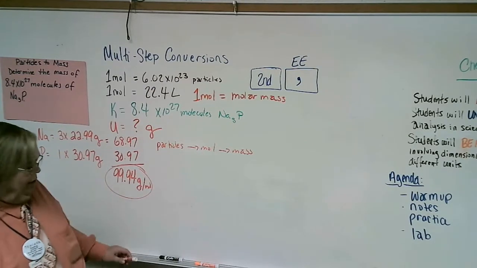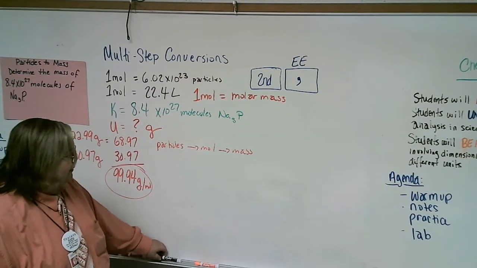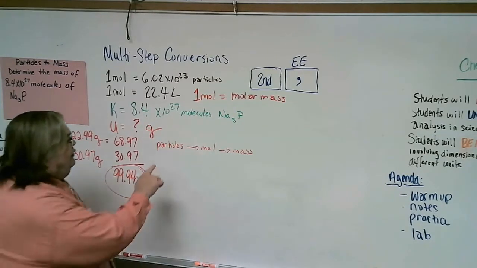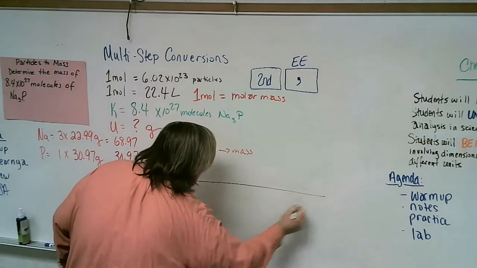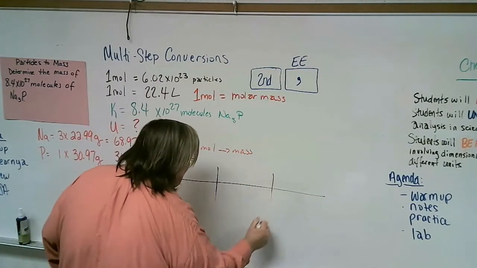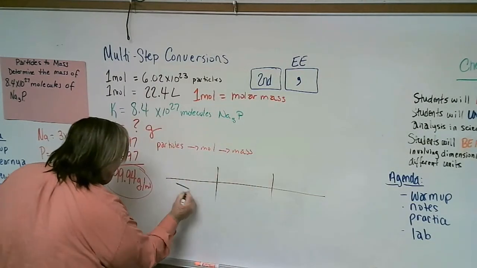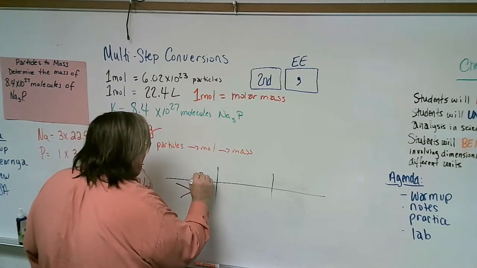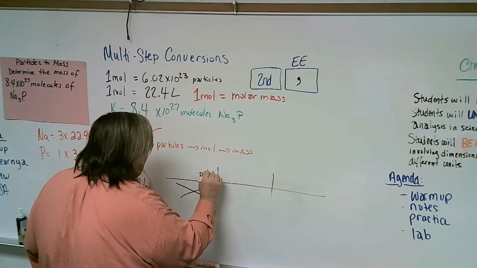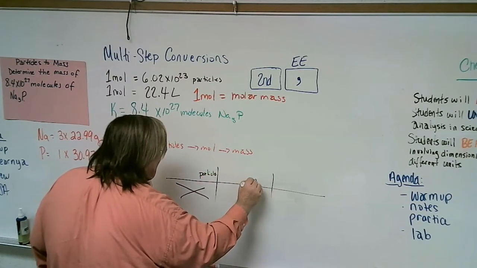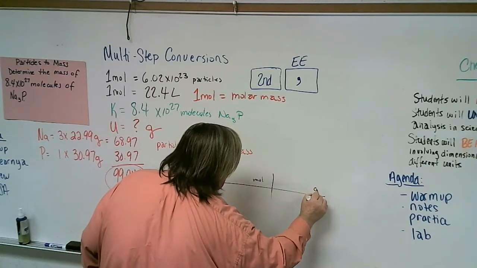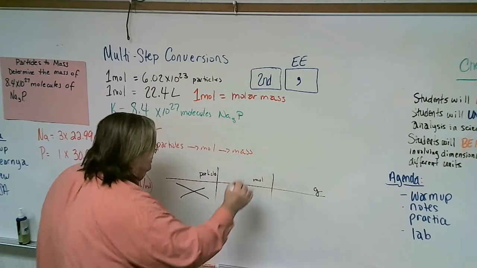So now we have that part. Let's work on our logic path. We need to have 3 brackets, so that means we're not going to use the bottom one. Particles, because that's what we're given. Moles, because that's what we can get through. And then mass, and we're going to put that in grams.